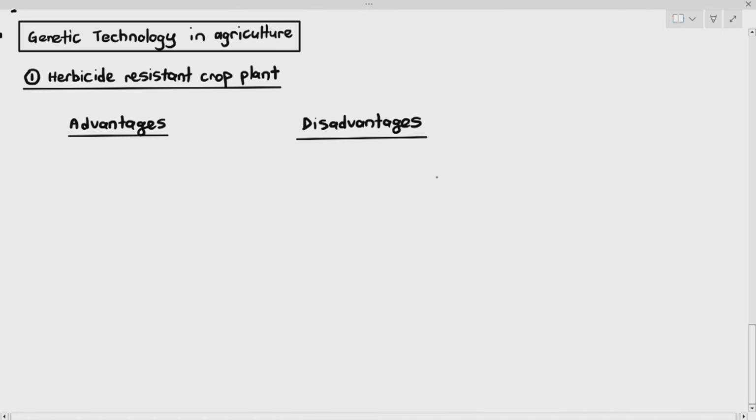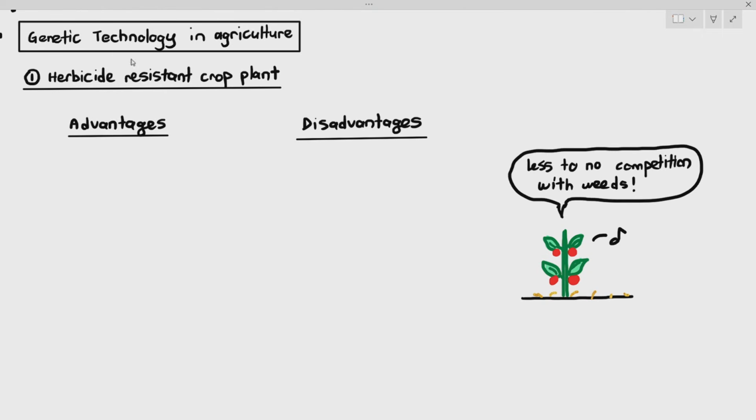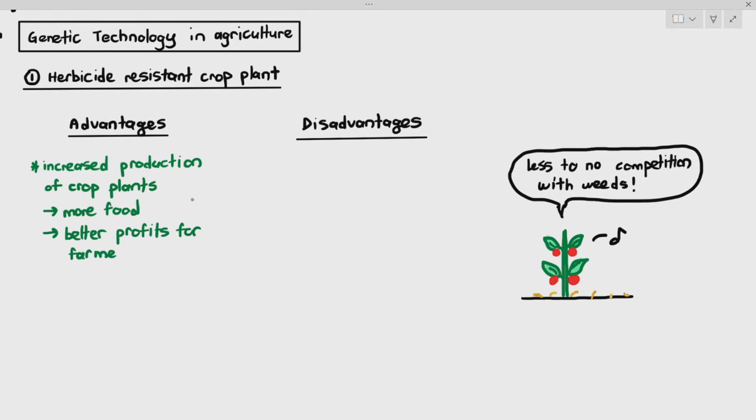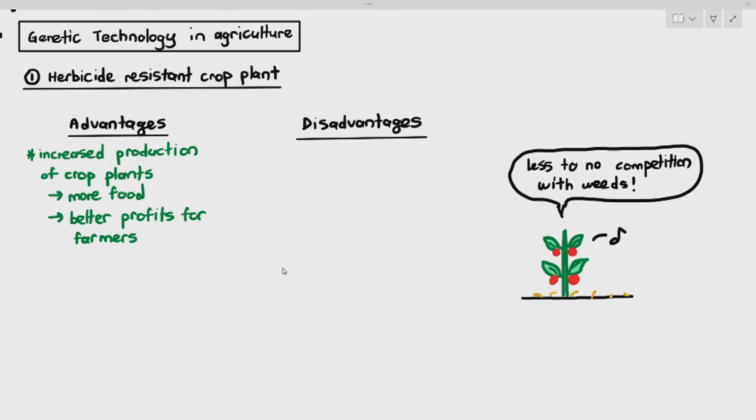Now, the advantage obviously is as follows. When you are able to kill the weeds effectively and allow your crop plants to live, the plants will have less to no competition with weeds. Therefore, there will be increased productivity of your crop plants. And when there's increased productivity, there's more food available for people, and there are also better profit margins for the farmers because they are able to produce more. In this case, they are able to produce more tomato plants.